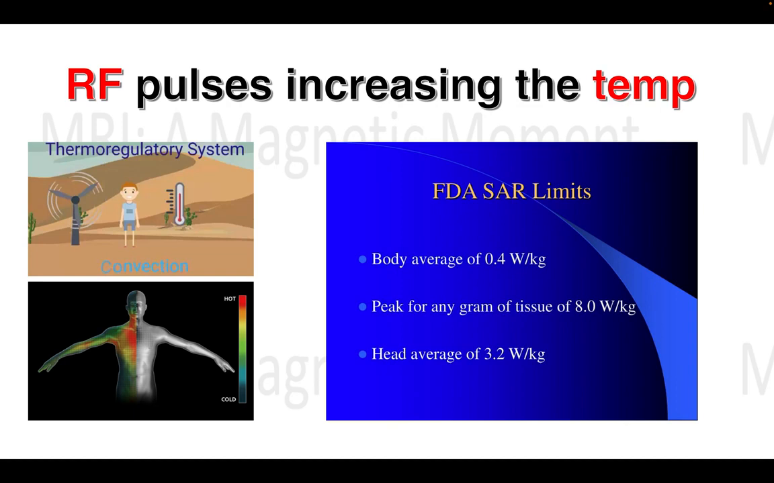So what happens is that when radio frequency pulses are introduced to the patient's body, the molecules start to gain energy and heat is generated. And the byproduct of magnetism is heat.